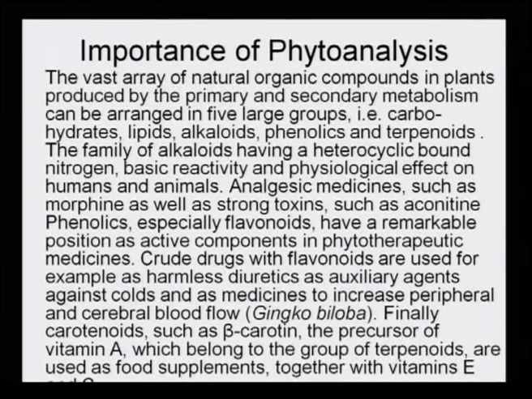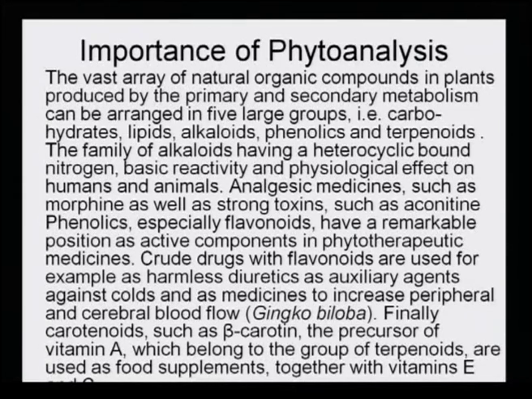Importance of phytoanalysis. A vast array of natural organic compounds in plants produced by the primary and secondary metabolism can be arranged in 5 large groups: carbohydrates, lipids, alkaloids, phenolics and terpenoids. The family of alkaloids has a heterocyclic bound nitrogen, basic reactivity and physiological effect on humans and animals. Analgesic medicines such as morphine, as well as strong toxins such as aconitine, are examples. Phenolics, especially flavonoids, have a remarkable position as active components in phytotherapeutic medicines.